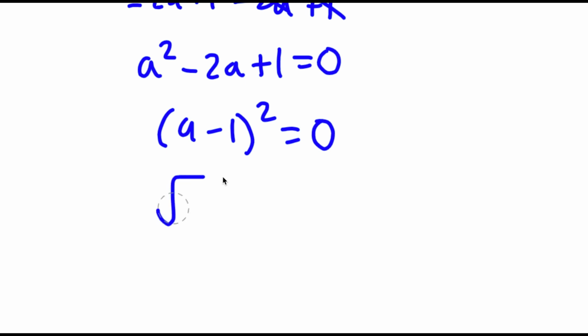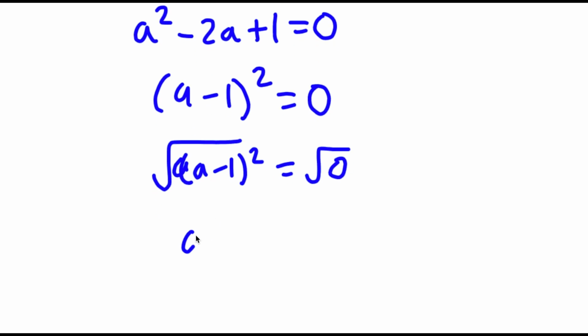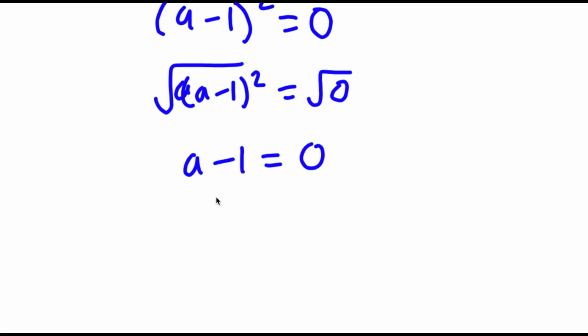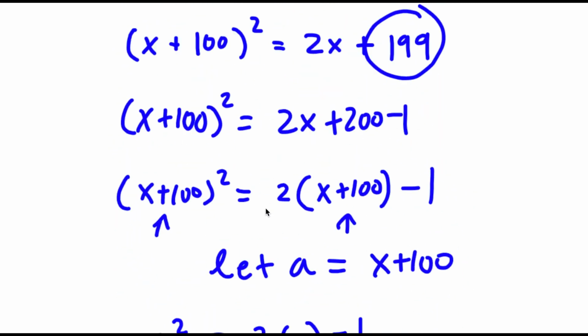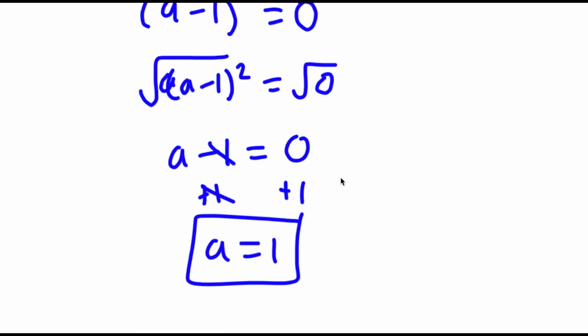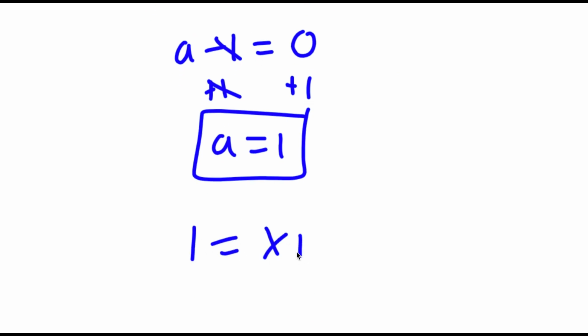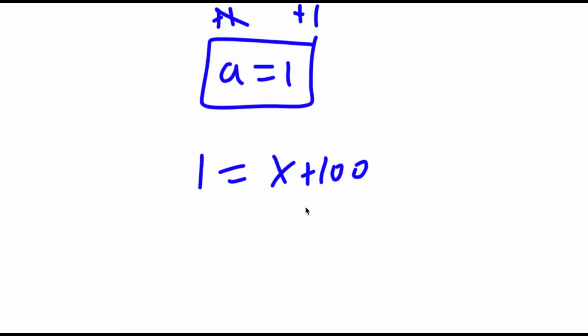And now if I take the square root on both sides, the square root of (a - 1)^2 is simply a - 1, and the square root of 0 is 0. So I have a - 1 = 0, and if I add 1 on both sides, I get a = 1. Now remember how we set a equal to x + 100, so this means that 1 = x + 100, and x = -99.